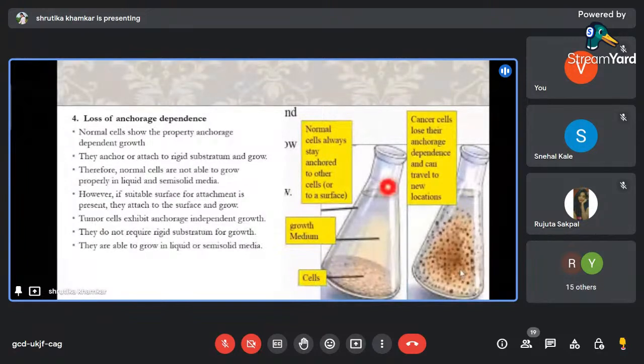So you can see here this image. This is the growth of the normal cell and this is the growth of the cancer cell. The normal cell is attached to the surface and grows in the form of a monolayer. And in cancer cells, they lose their anchorage dependence and they travel and grow throughout the medium.